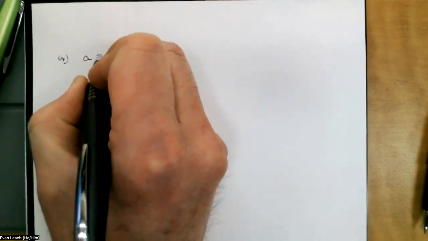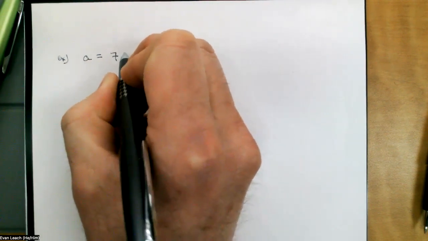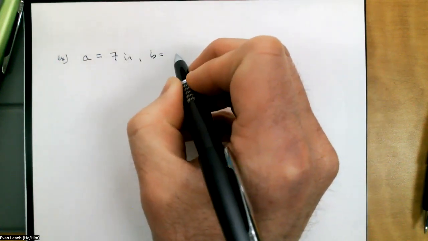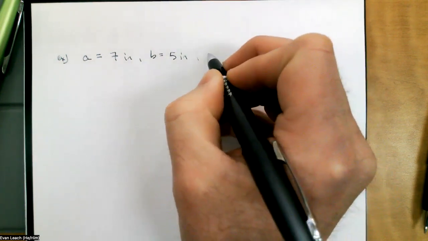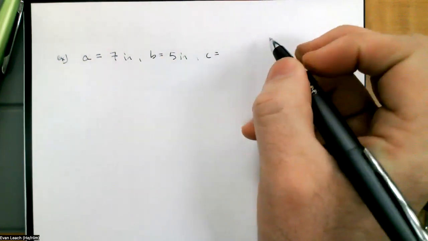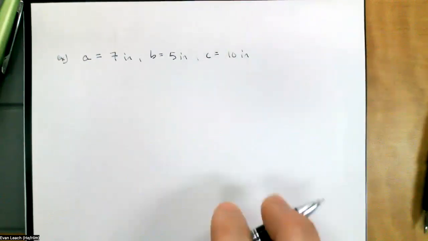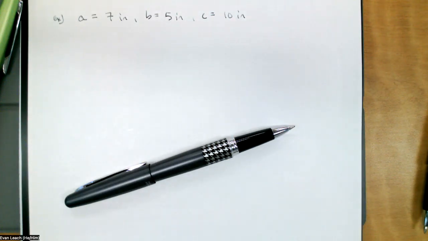All right. Let's look at a different scenario. Let's suppose that I told you that side A was equal to 7 inches. Let's say side B is equal to 5 inches, and side C is equal to, let's see, can't be more than 12, so let's go with 10 inches. This one is much easier.